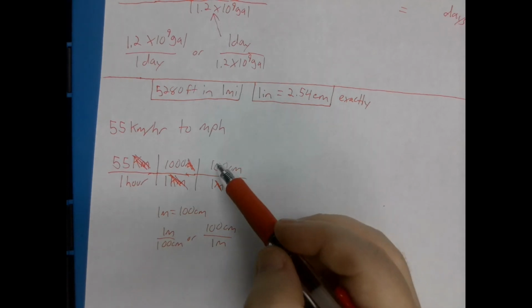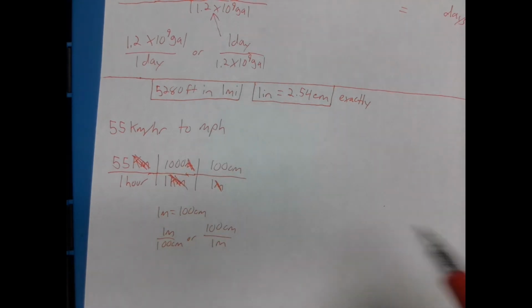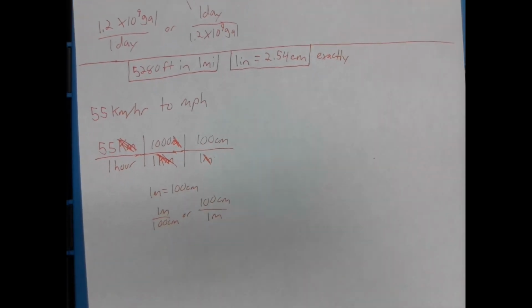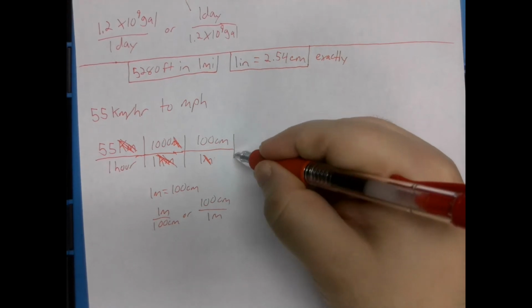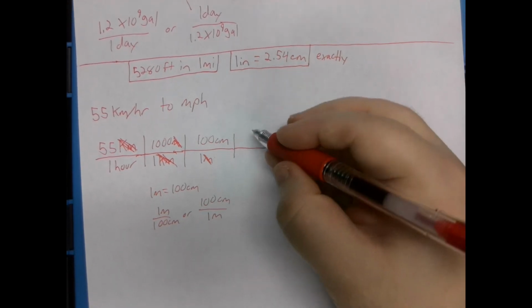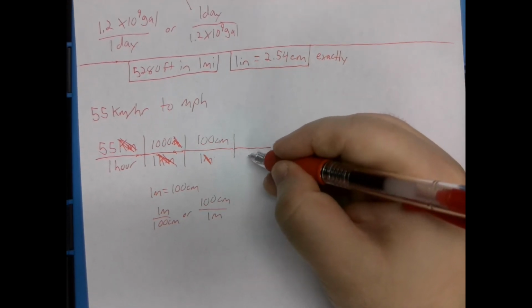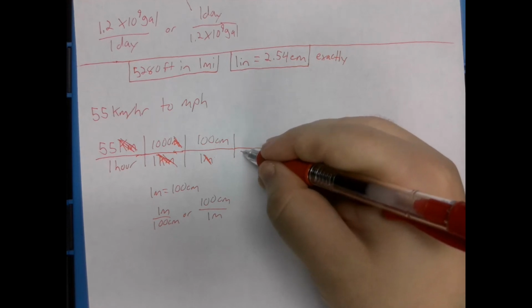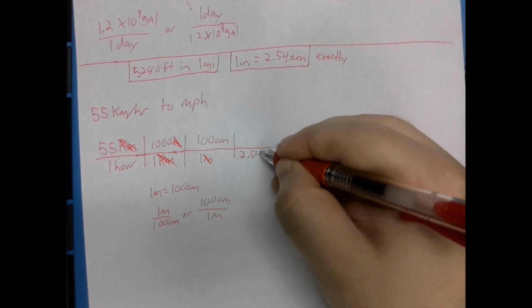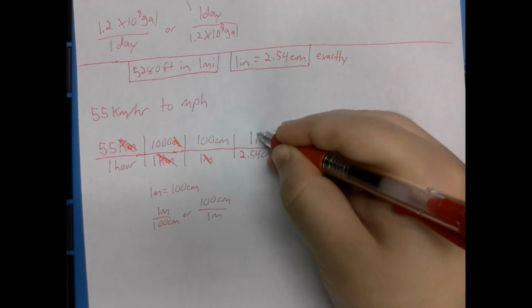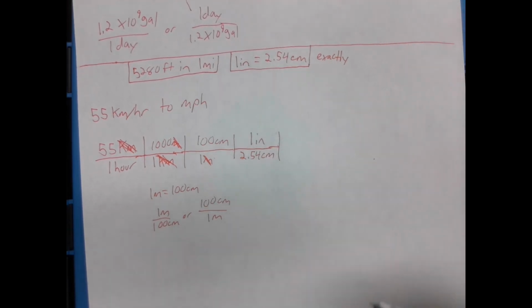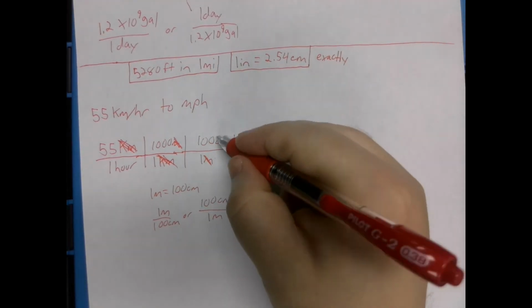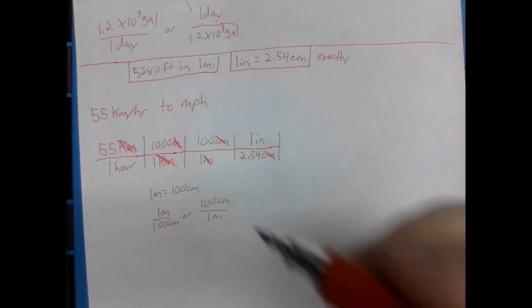You can see this is quite a big number on top, because if you're moving at 55 kilometers per hour, centimeters per hour is going to be quite large. Now I can add in my conversion factor. I need to cancel out centimeters and convert into inches. So 2.54 centimeters equal to 1 inch. Now I'm in the imperial unit, so I can cancel out centimeters. I have inches per hour.